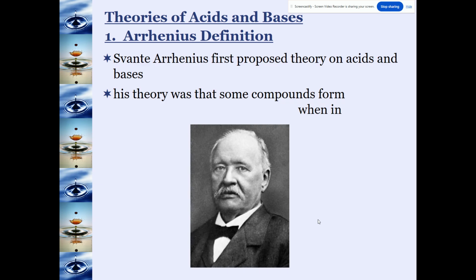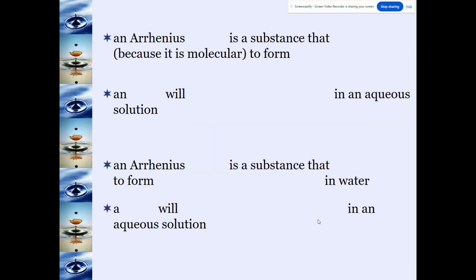There's two theories we're going to talk about today. We're going to start with the original Arrhenius definition of acids and bases. Svante Arrhenius proposed the theory on them, and he was studying how some solutions contain electrically charged particles when they're dissolved in a solution. And so what are these electrically charged particles?